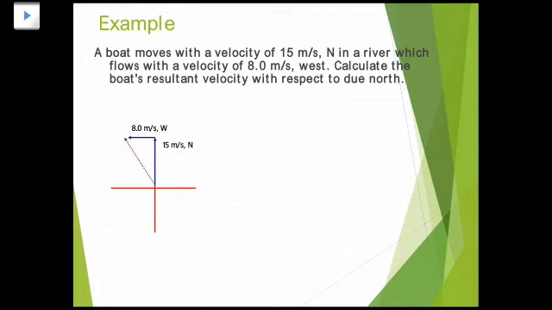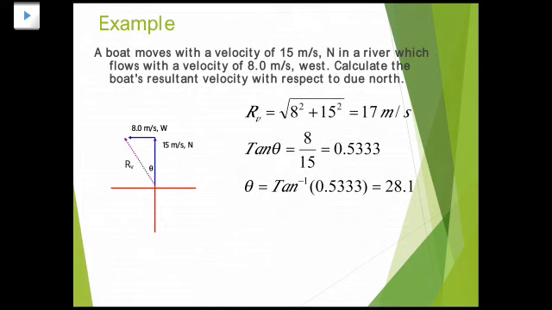Calculate the resultant velocity and its direction. Of course, for vectors, the direction goes with the resultant. To get the resultant, we form a triangle, so it's just the Pythagorean theorem: square root of y squared plus x squared. In this case, 15 squared plus 8 squared, square root, is equal to 17 meters per second. That is the resultant.